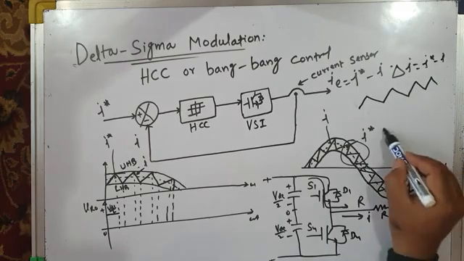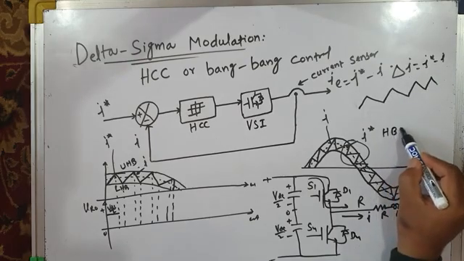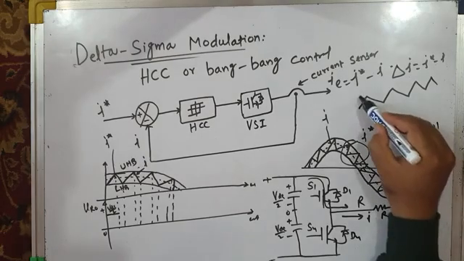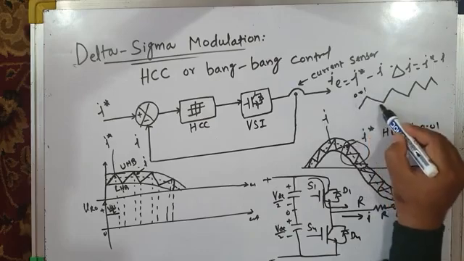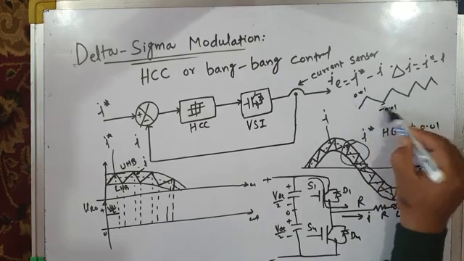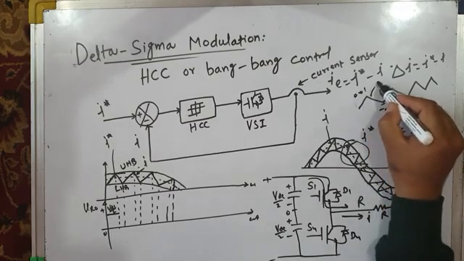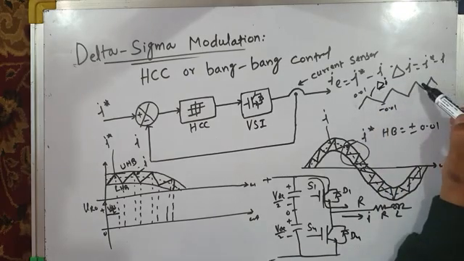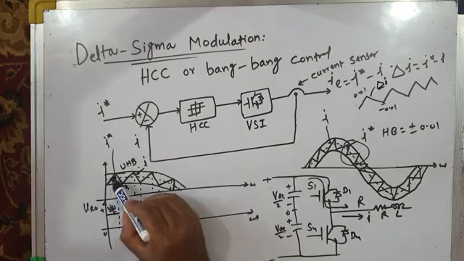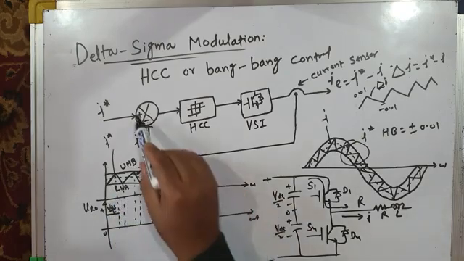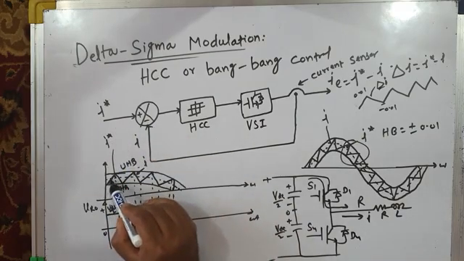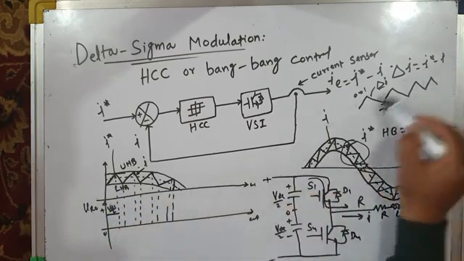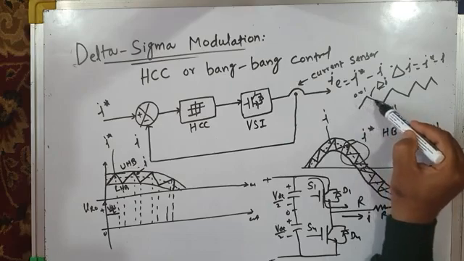So what do you do? You create a hysteresis band, say plus minus 0.01. For example, this is plus 0.01 and this is minus 0.01. This is your hysteresis band. And this is delta I, that is the error between reference current and actual current. So at each instant of time, this comparator calculates this error. It subtracts I from I star, so it finds I star minus I continuously. And this is the error it generates.